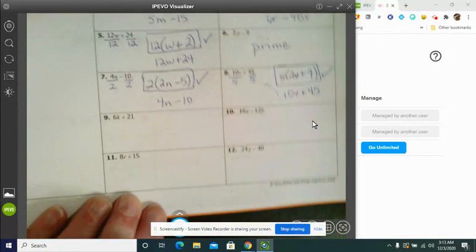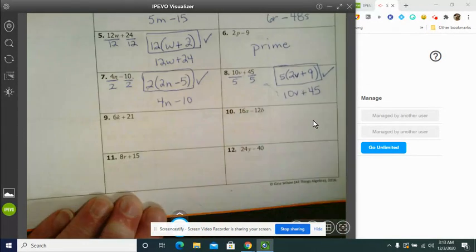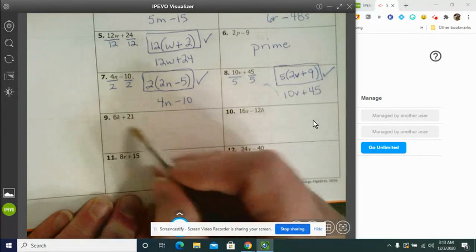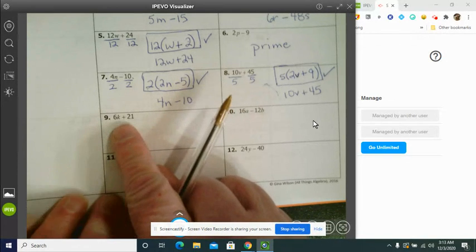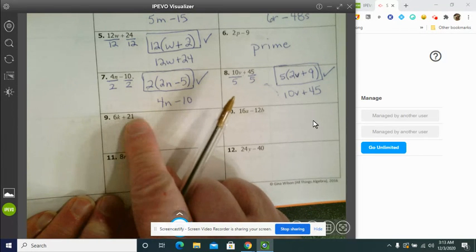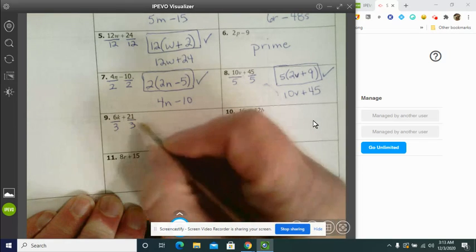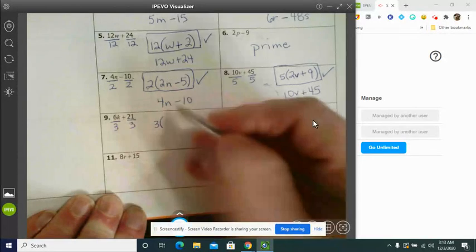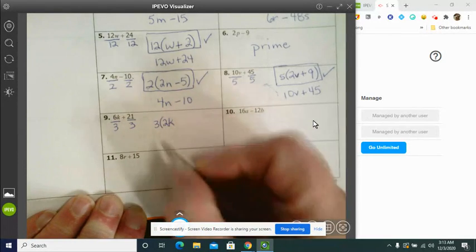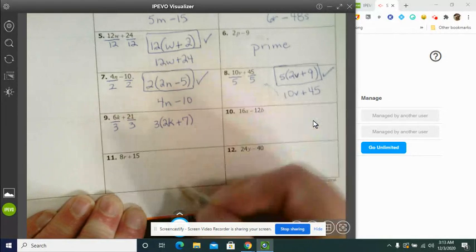All right. Next, we're going to move down. 6k plus 21. And we're going to see what will go into 6k, but will also go into 21. Well, 2 won't, but 3 will. 3 goes into 6. 3 goes into 21. So I'm going to divide them both by 3. So I'm going to put 3 on the outside of my parentheses. 6k divided by 3 will leave me with 2k. Positive 21 divided by 3 will leave me with positive 7.